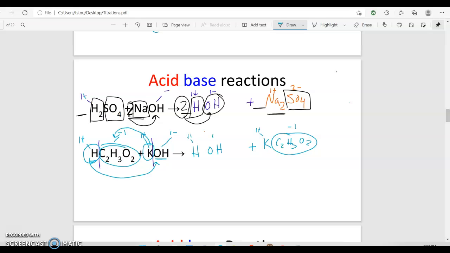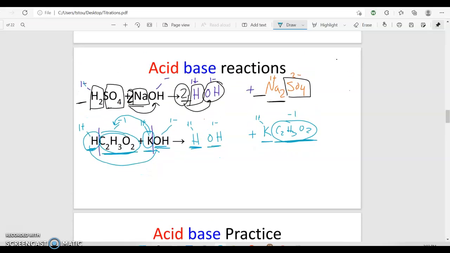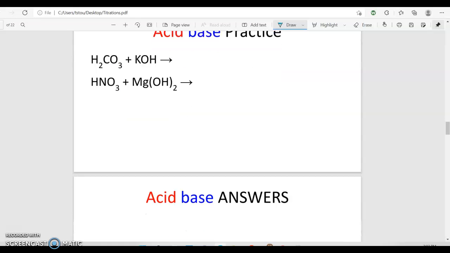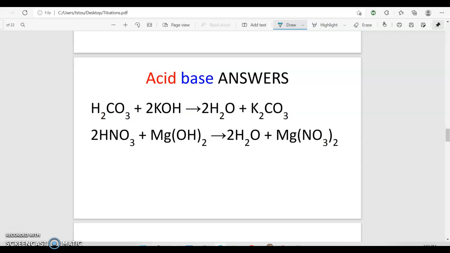1 plus, 1 minus. And if you look at it, I've got one H on the left, one H on the right. One big thing on the left, one big thing on the right. One K on the left, one K on the right, one OH and one OH. This one is balanced without any more work. Take a pause. Let's try these practice ones doing the exact same steps. Then pause it here for your answers.